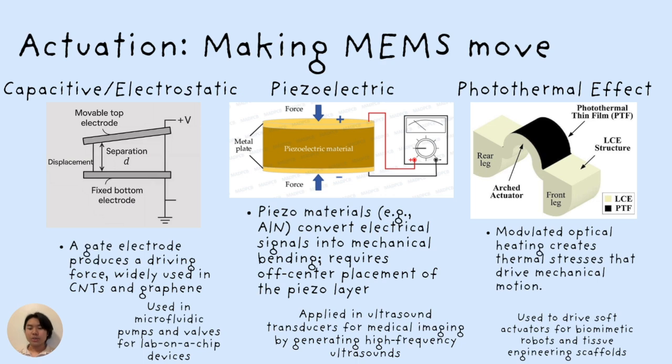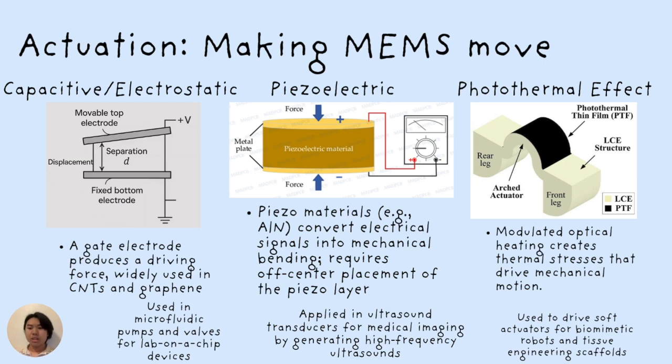Now let's talk about actuation. MEMS can use several different techniques. First is the capacitive or electrostatic actuation. This common method uses a nearby gate electrode to generate a driving force proportional to the square of the applied voltage. In the NEMS domain, simple side gates are typically used. This technique is especially useful for materials like carbon nanotubes and graphene, where the substrate can serve as the gate electrode. It's applied mostly in microfluidic pumps and valves for lab-on-a-chip devices.